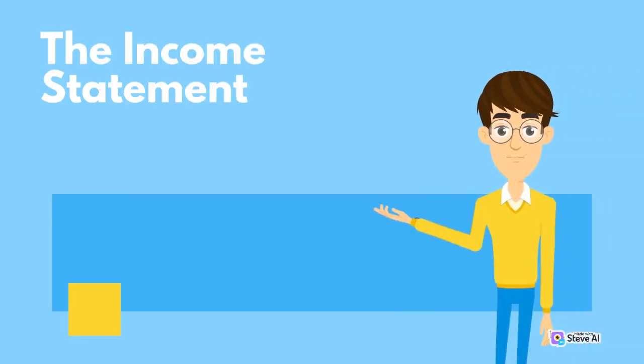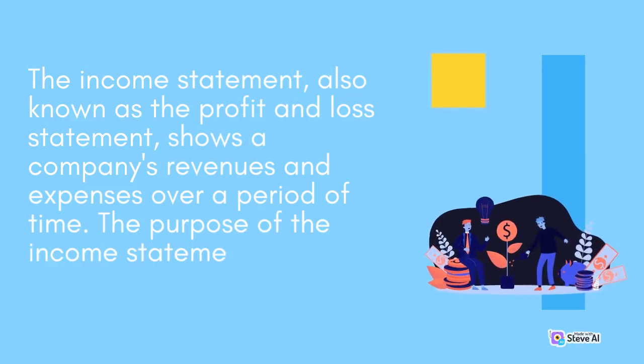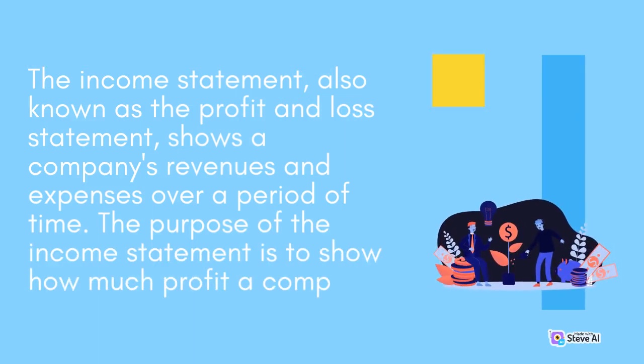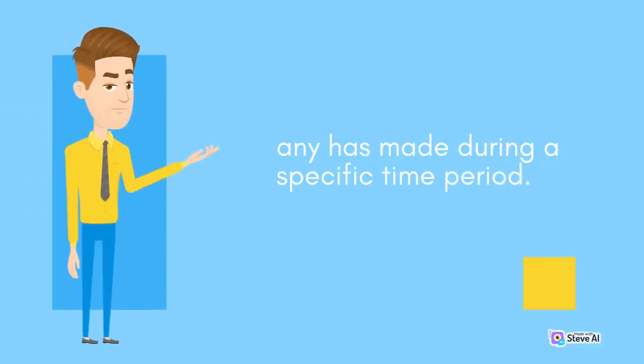The income statement. The income statement, also known as the profit and loss statement, shows a company's revenues and expenses over a period of time. The purpose of the income statement is to show how much profit a company has made during a specific time period.